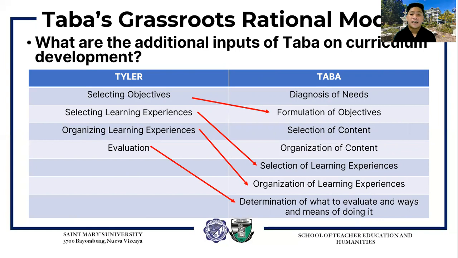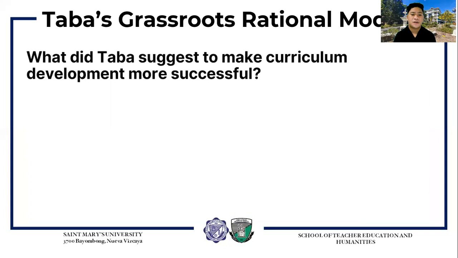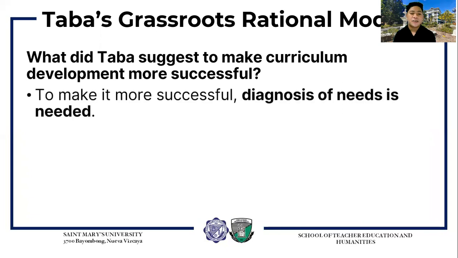Therefore, what are the additional inputs? We have diagnosis of needs, selection of content, and organization of content. And the diagnosis of needs is the most striking characteristic of the Hilda Taba's grassroots rationale model. So what did Taba suggest to make curriculum development more successful? To make it more successful, diagnosis of needs is needed.